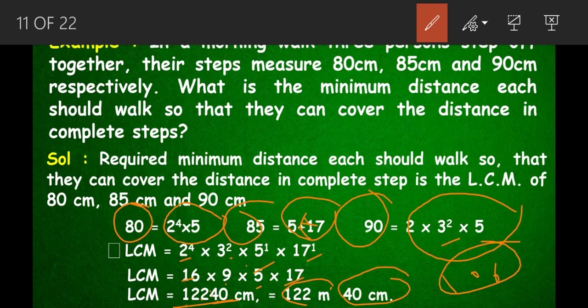According to their steps, if the value is more than this or less than this, they cannot cover the distance with exact steps. Like with 30 steps, 31 steps, with an exact number of steps they cannot complete. If the number is more or less, we have to count like 30 steps plus half a step, or a quarter step will be pending or extra. They cannot cover it exactly. So to find it exactly, we have to find the LCM in this method.